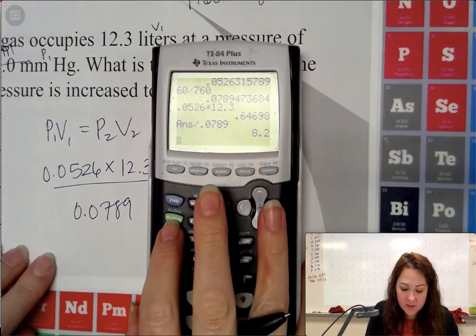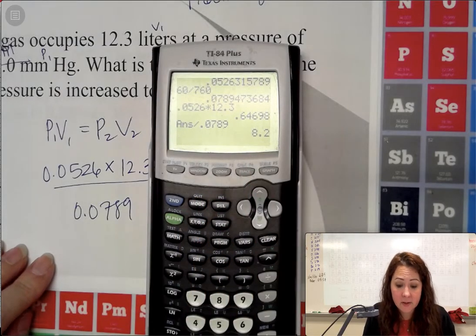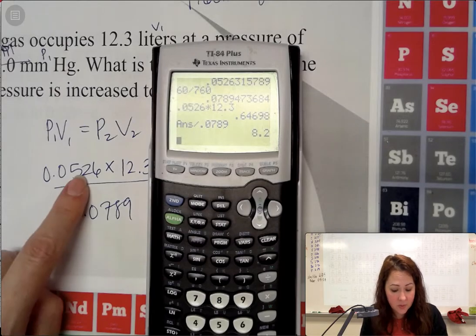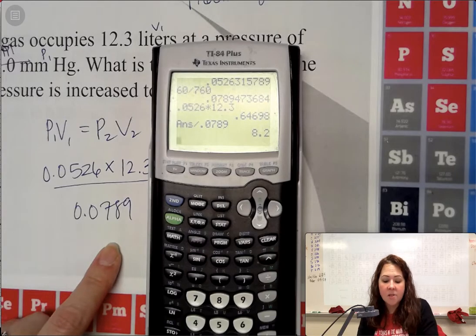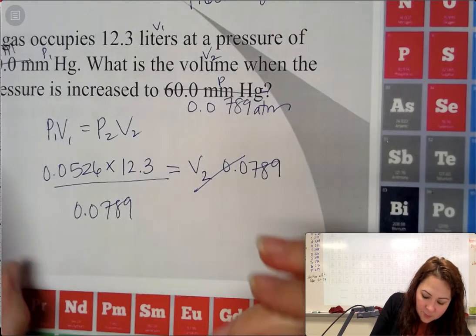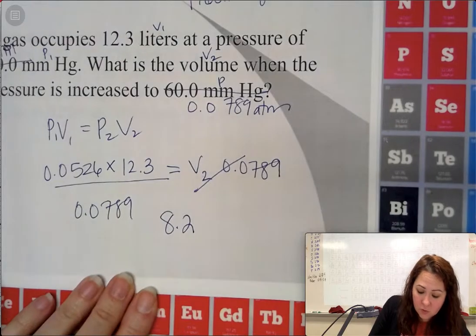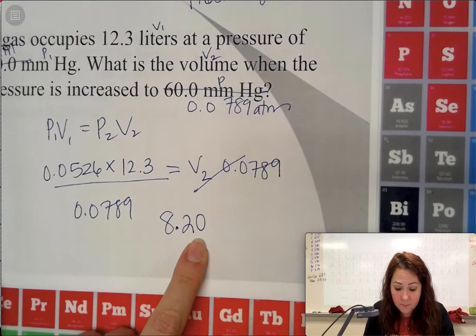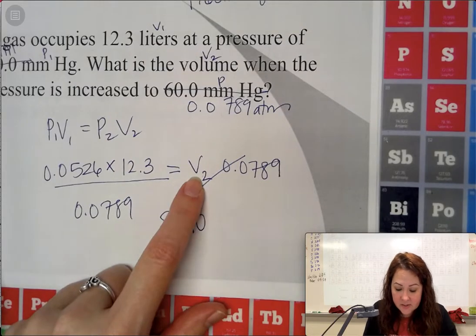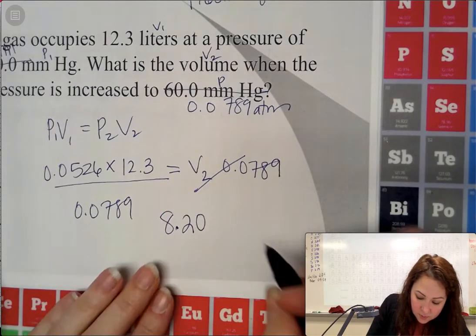This number, the way that it's written, only has 2 sig figs. This number is 3, 3, and 3. I have to write my answer with 3 sig figs. So to get 3 sig figs out of that number, when my calculator just says 8.2, I'm going to put a 0 on the end, and that gives me the 3 sig figs that are needed. The unit that I need for volume is liters, so I'm going to put an L at the end of that.